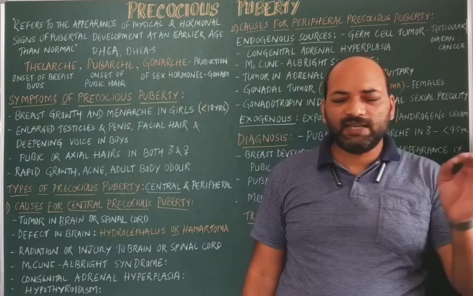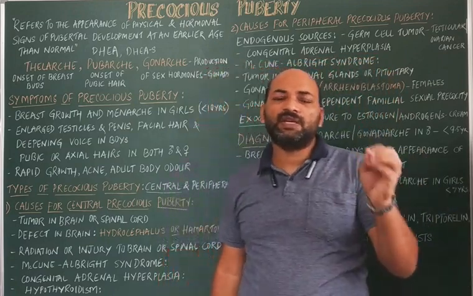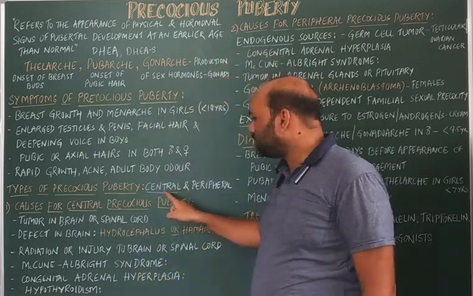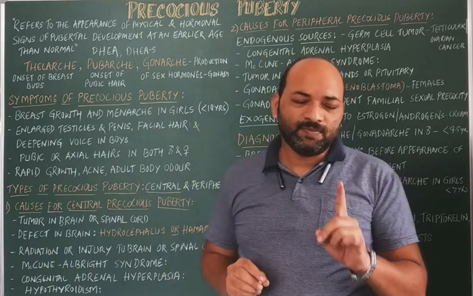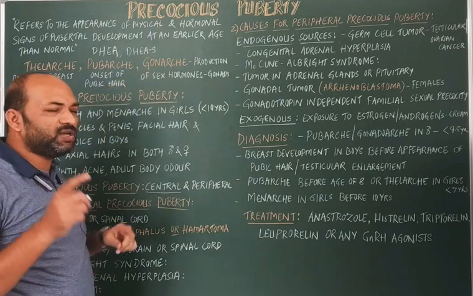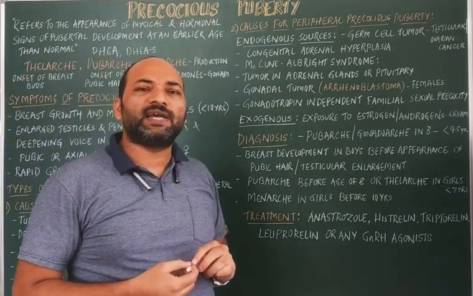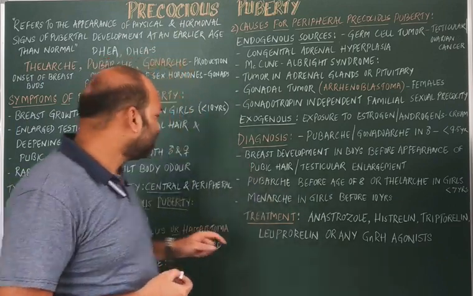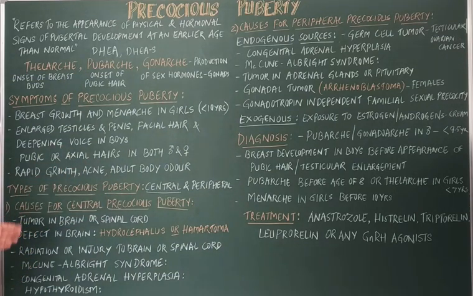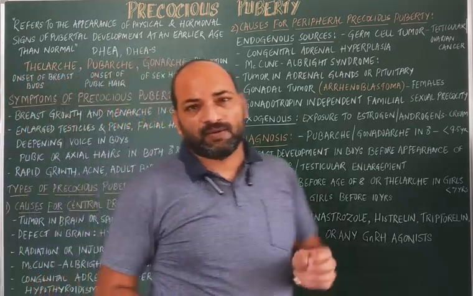Central is because if the cause is associated with the hypothalamus or pituitary, then it is called central. So here central means if precocious puberty occurs where there is involvement of the hypothalamus or pituitary, then it is called central precocious puberty. Now, what are the causes of central precocious puberty? The first possible cause is a tumor in the brain or spinal cord. So that is the first cause.